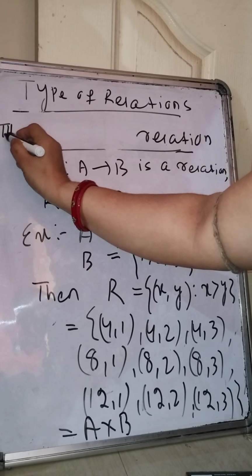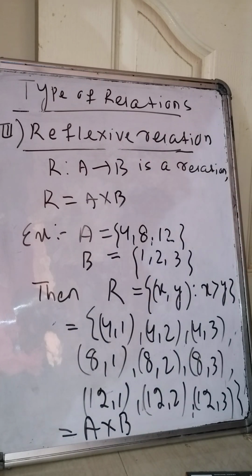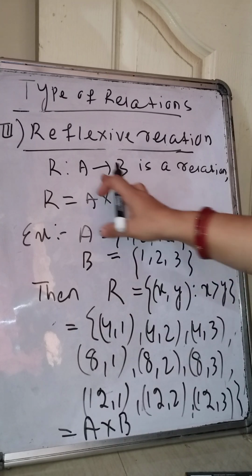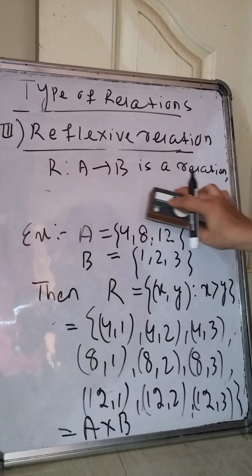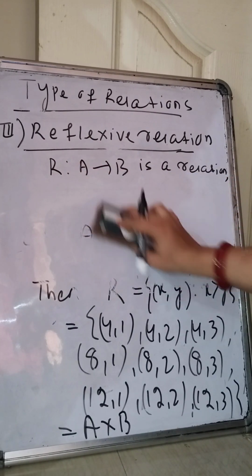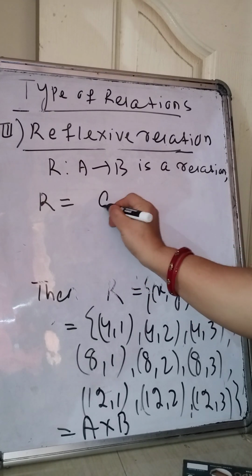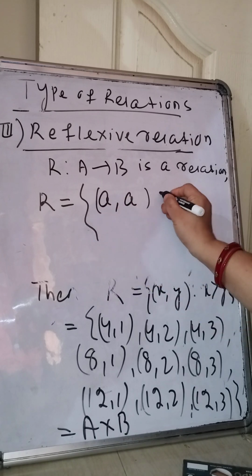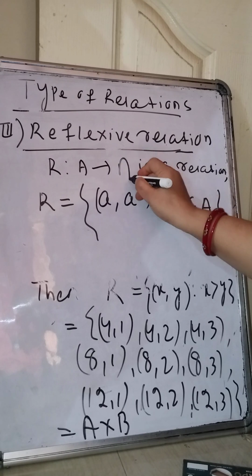Third type is reflexive relation. As we discussed in previous classes, these relation definitions we have already discussed. So today we are discussing only the examples of this type of relations. A relation R from set A to set B is called reflexive relation. When will it be reflexive? If R equals the collection of all the ordered pairs of this form, set A to set A.